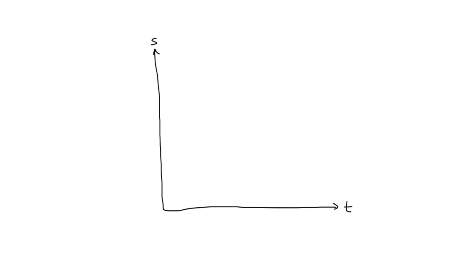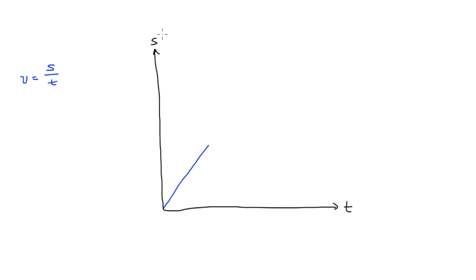So let's picture we have something that starts with zero displacement. It's at its origin, and then over time it starts to move further and further away from its origin as time goes on. So let's take a quick look back at our equation for velocity. Velocity equals displacement over time.